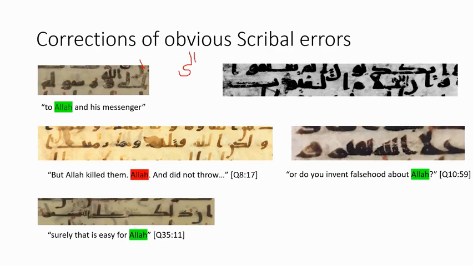Waw means and, surely. So it's to and his messenger. That doesn't make sense. Right? I get you. I think you've made a valid point there.